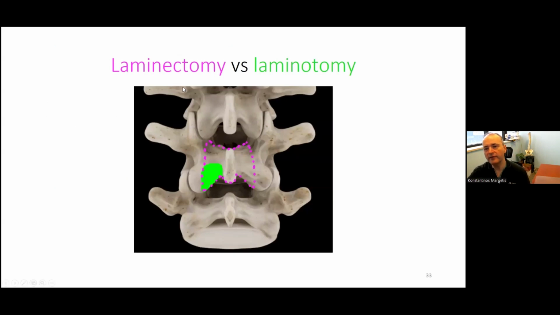Now, you will hear very frequently the terms laminectomy and laminotomy, and that has to do with the amount of bone that we remove when we approach the nerve. So this is a dorsal view of the lumbar spine, and the purple dots show the bone that we remove when we do a laminectomy. While a laminotomy is a more focal removal of the bone.